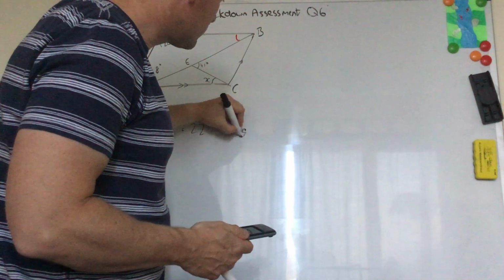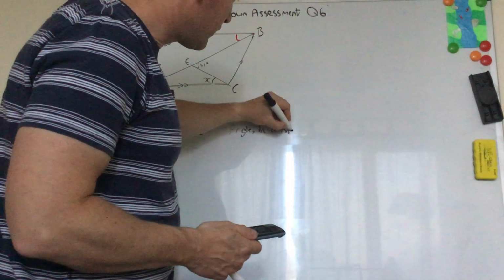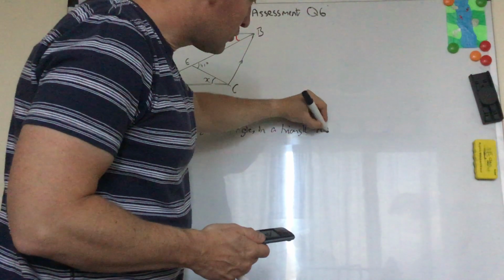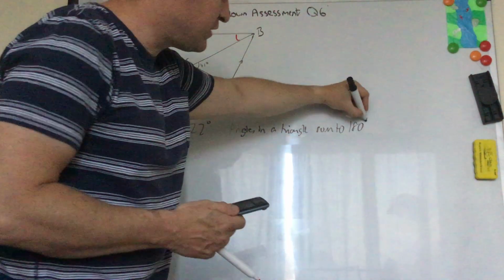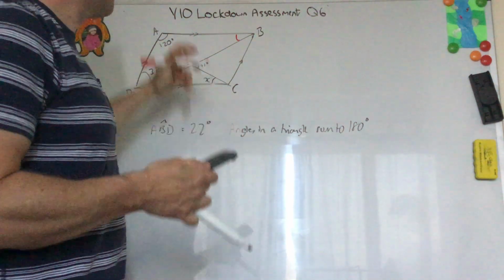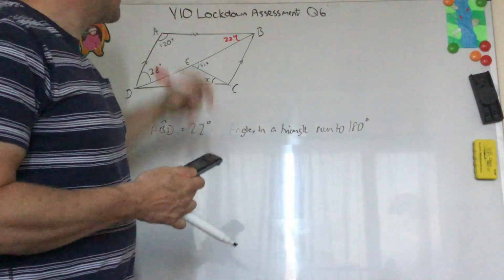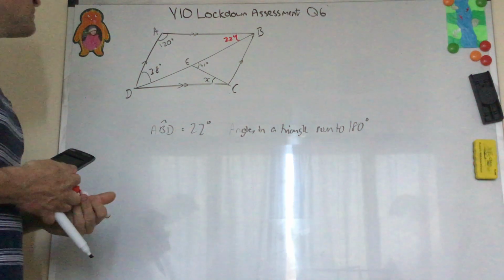Because angles in a triangle sum to 180 degrees. That may or may not help me, but I've worked it out. I'll probably get a mark for working something out. So that's 22 degrees.